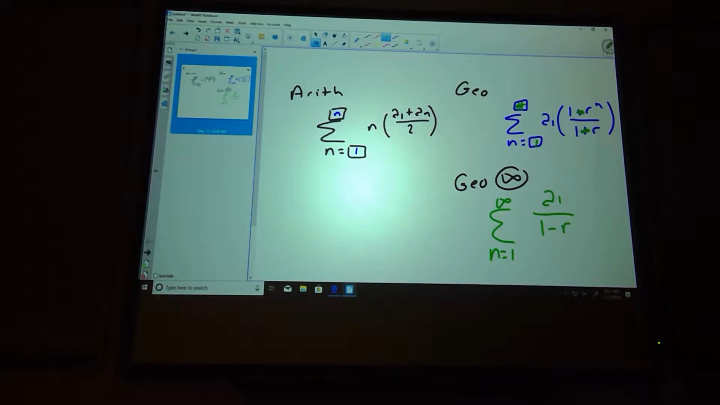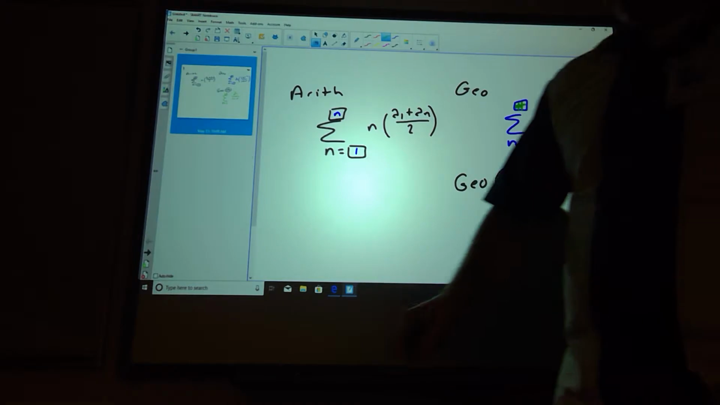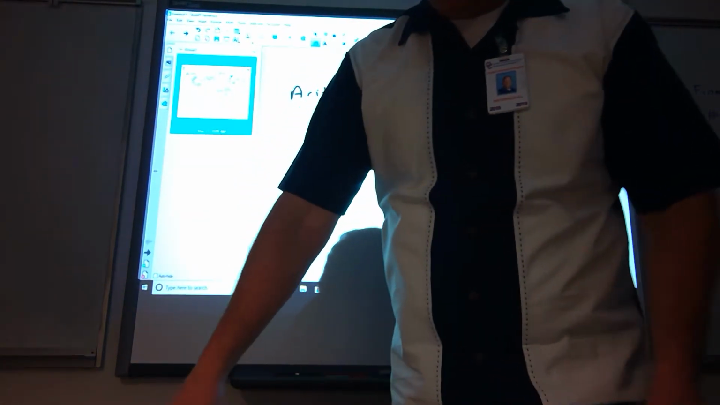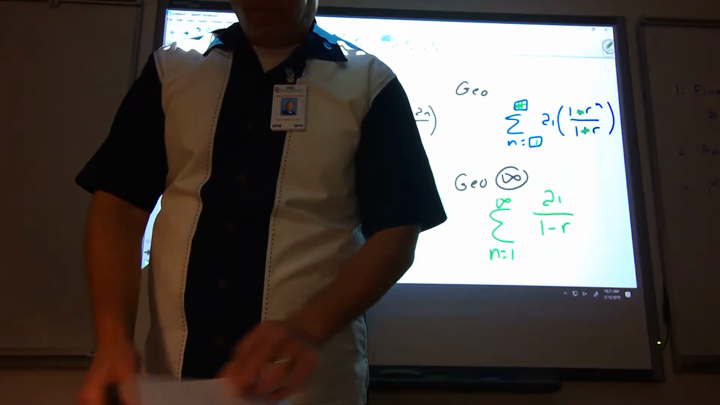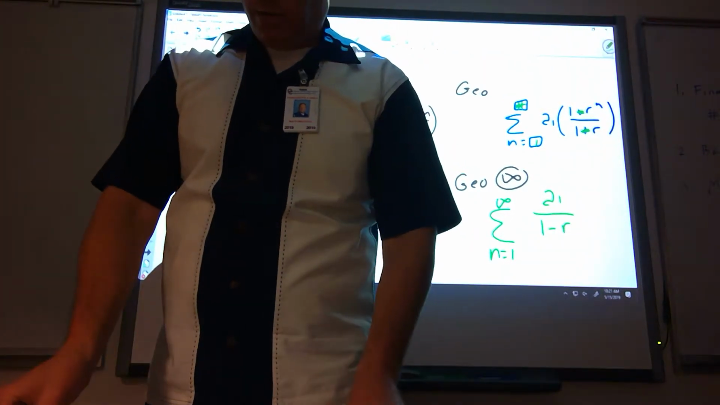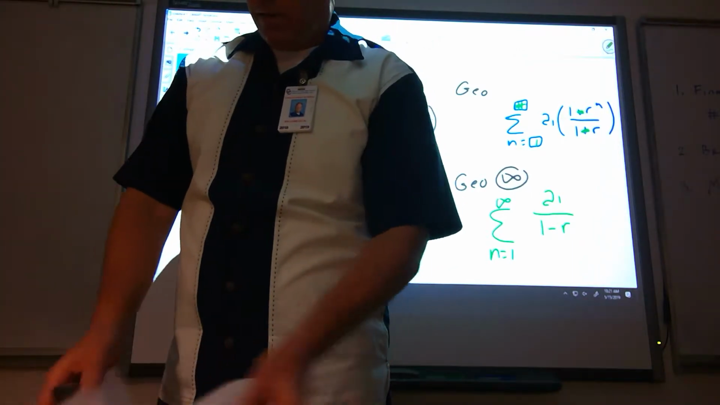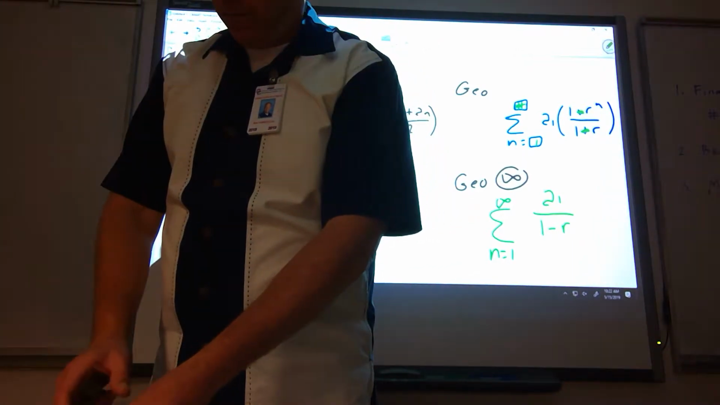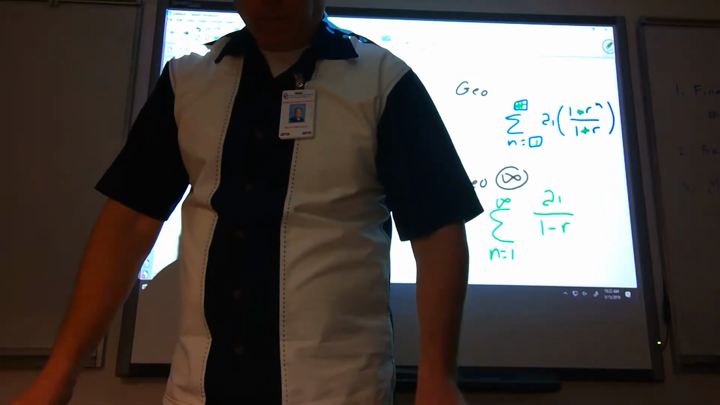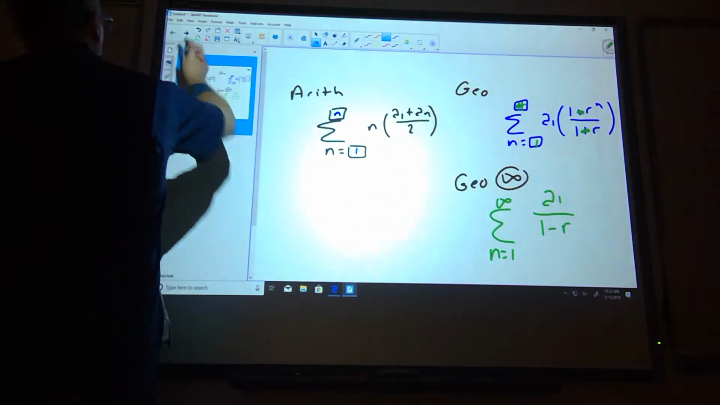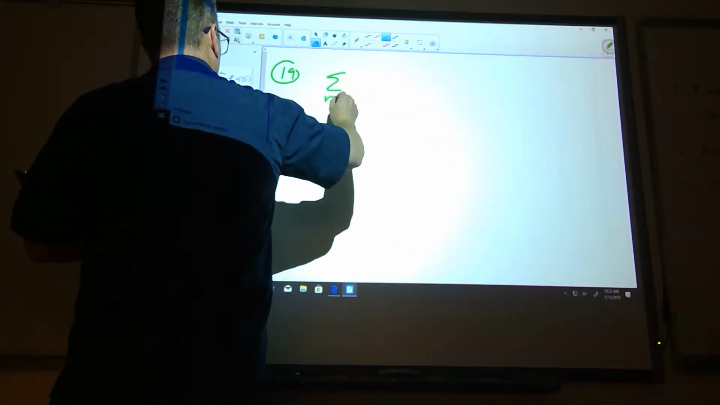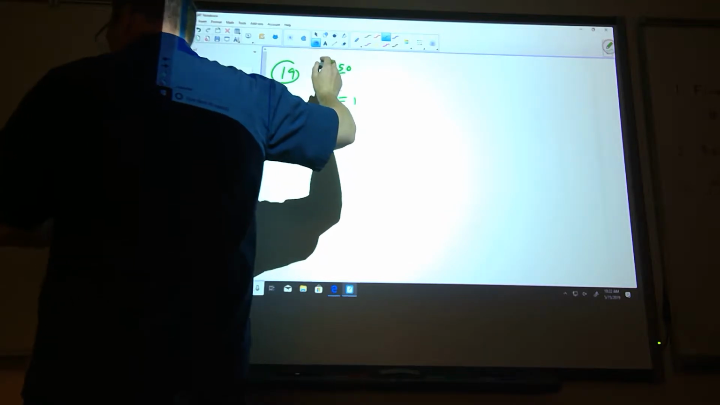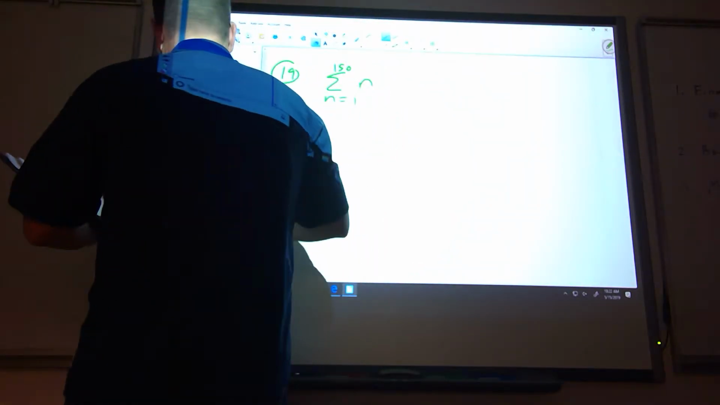What questions did you come across on the homework? 19 and 27? Okay. Oops. Helps when I'm in the right section. It says summation of n equals 1 to 150, and then n.